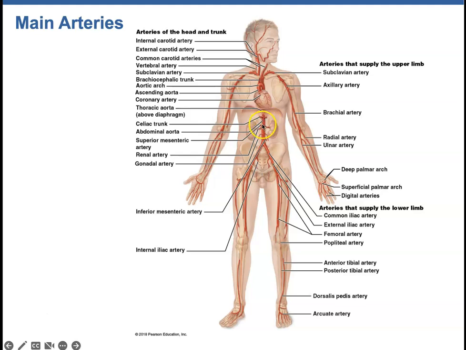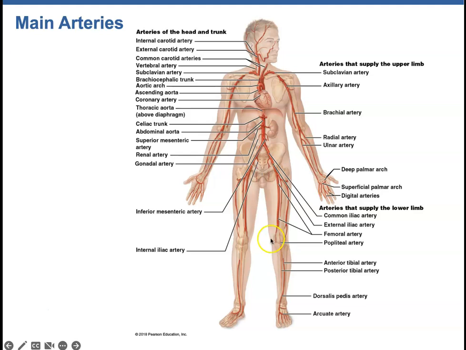Then you drop down a little bit more, and now we're going to have the superior mesenteric, and then you have the inferior mesenteric. Those are going to feed the blood directly into the intestines. Then you have the renal arteries, which go into the kidneys, the left and right kidney. Then just slightly below where the belly button is, that is where the aorta splits, and then it becomes the common iliac arteries. These will then become the internal iliac and the external iliac, and as it enters into the leg, it becomes the femoral artery.